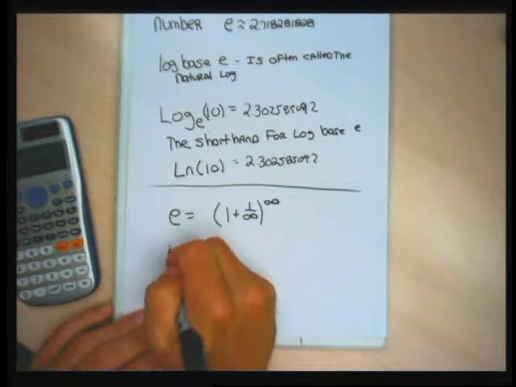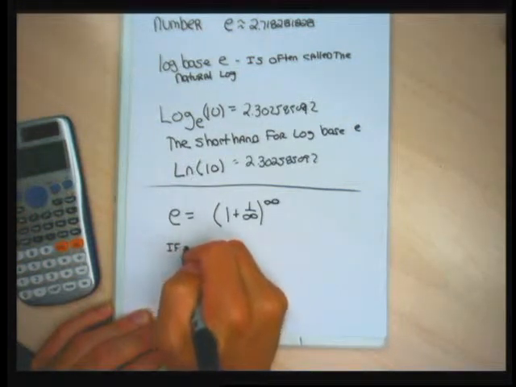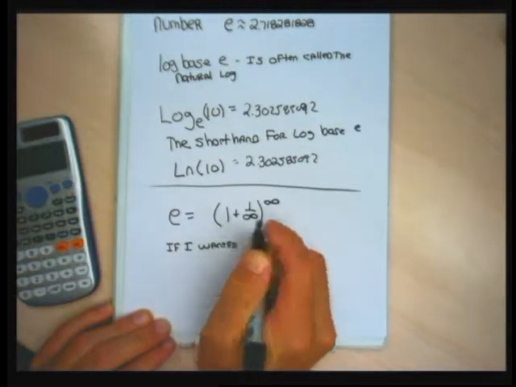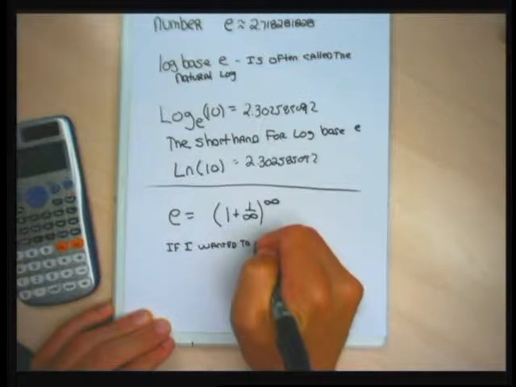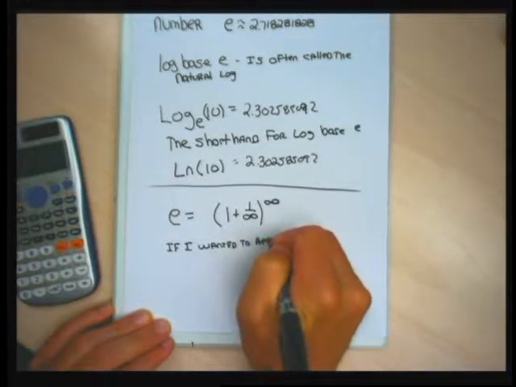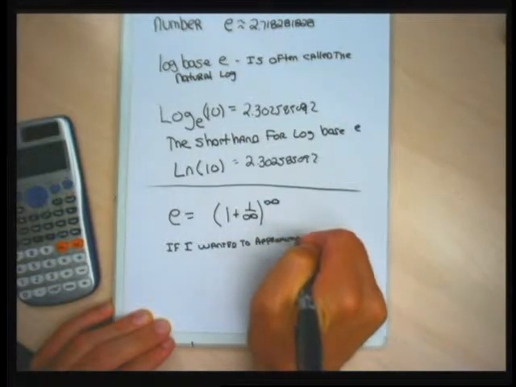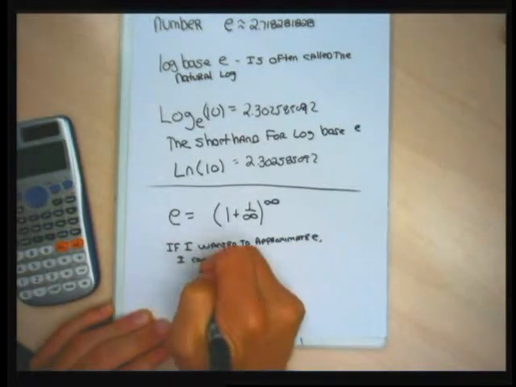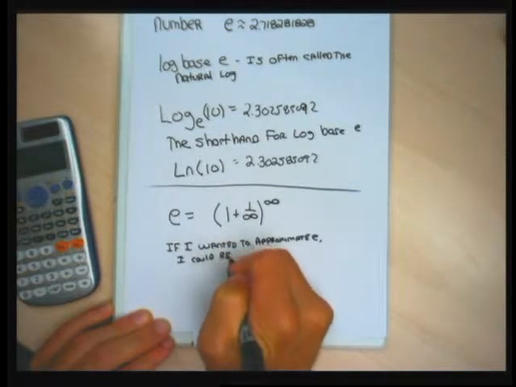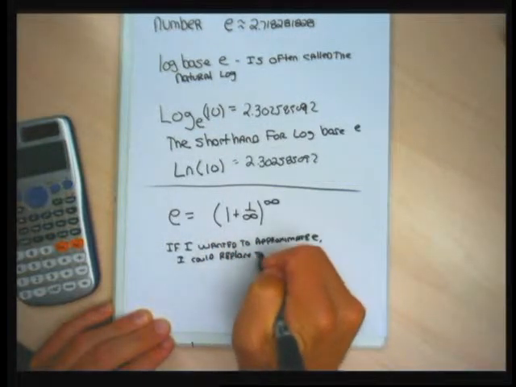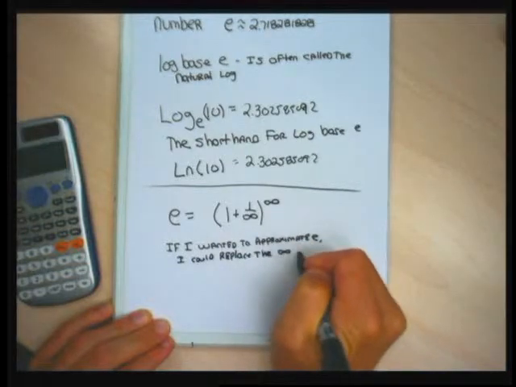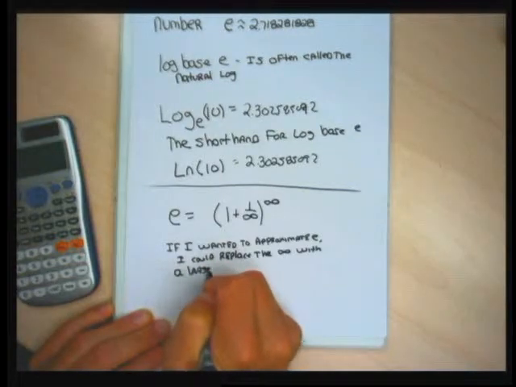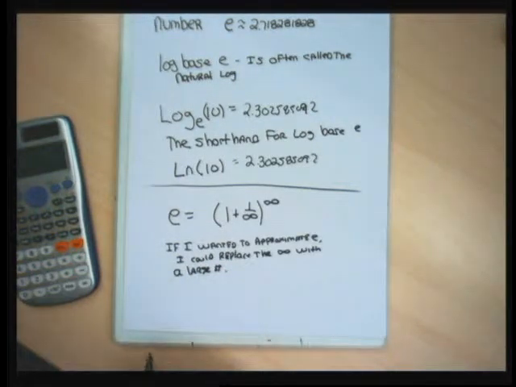So if I wanted to approximate e and my calculator didn't have an e button, I can replace that infinity with a really large number. The larger the number, the better the approximation. Without a calculator, I still wouldn't do it.